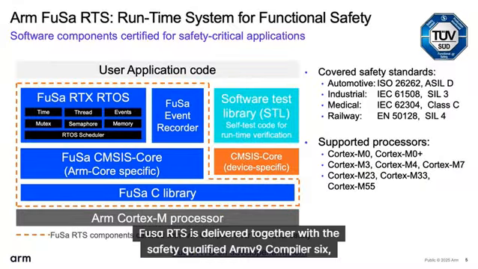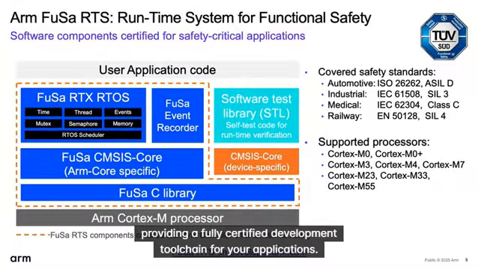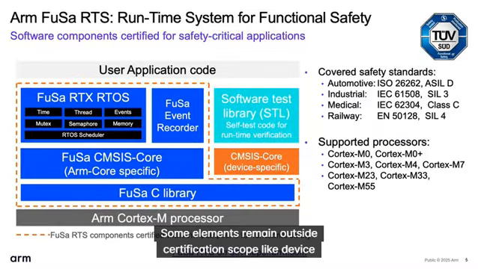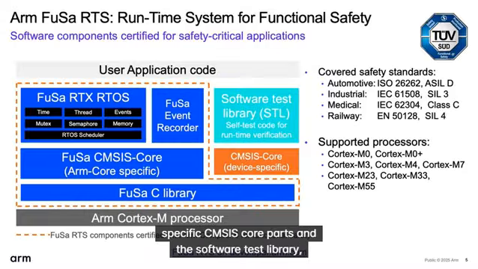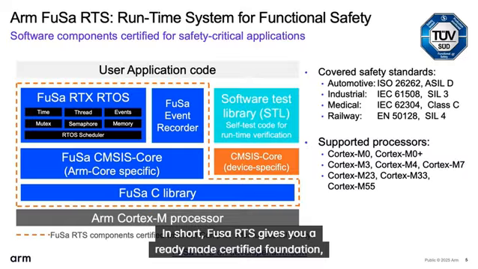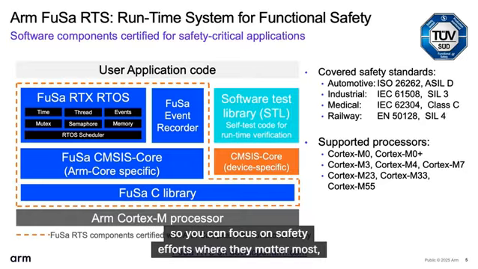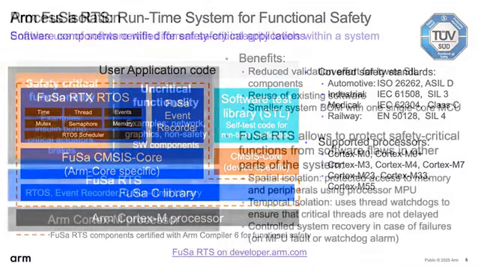FuSa RTS is delivered together with the safety-qualified ARM Compiler 6, providing a fully certified development toolchain for your applications. Some elements remain outside certification scope, like device-specific CMSIS core parts and the software test library, but these are minimal and straightforward to verify. In short, FuSa RTS gives you a ready-made, certified foundation, so you can focus on safety efforts where they matter most, your application.